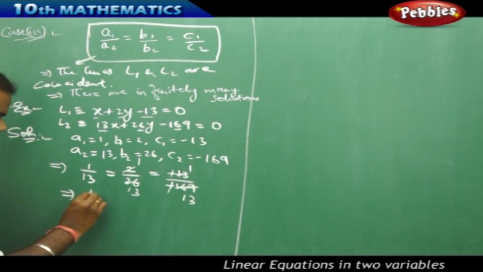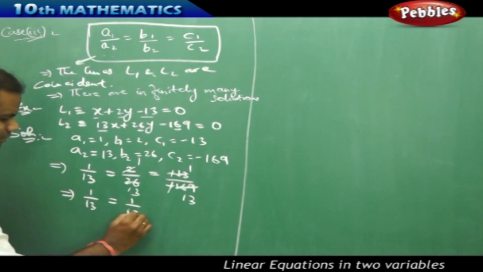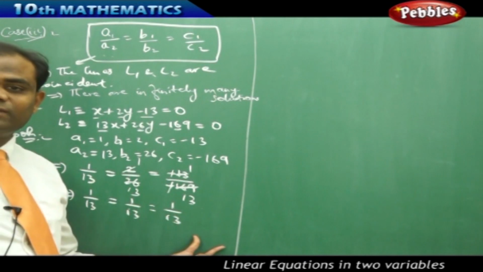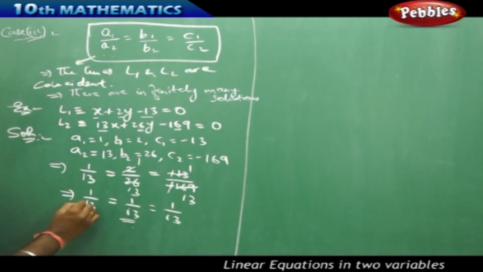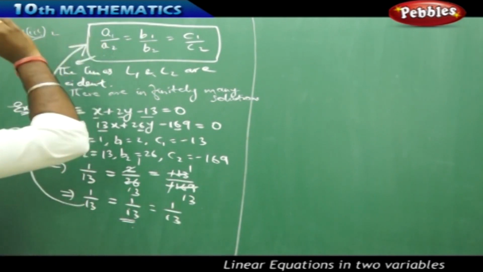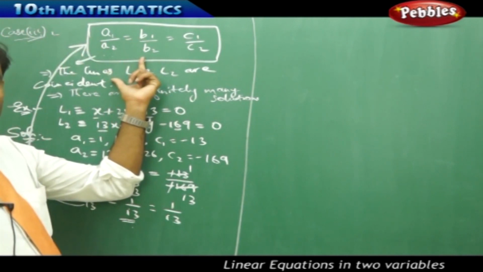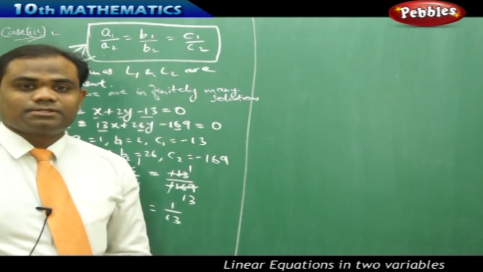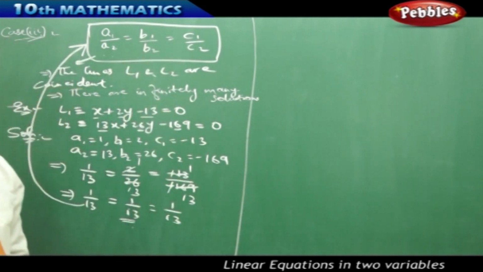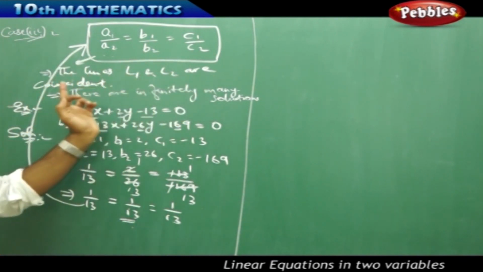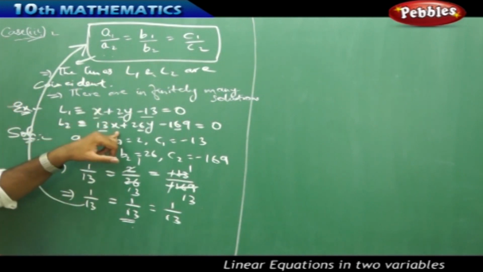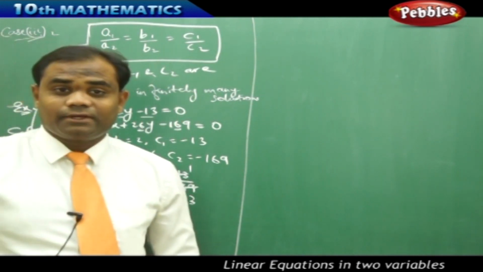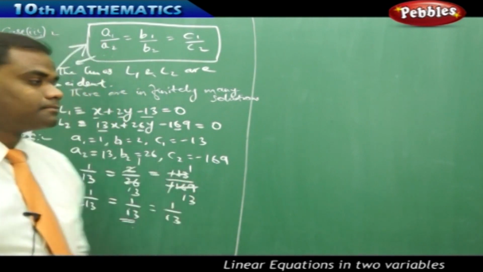Therefore, I clearly see here that each of the quantities reduces finally to 1 by 13, 1 by 13 and 1 by 13 after further simplifications. Now this makes me understand that this is clearly obeying the formula A1 by A2 equals B1 by B2 equals C1 by C2. Therefore, immediately I have the rule that the lines L1 and L2 are coincident, which makes me understand that these two lines are coincident and therefore they have infinitely many solutions.